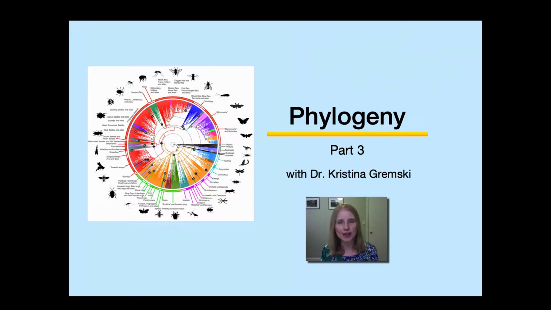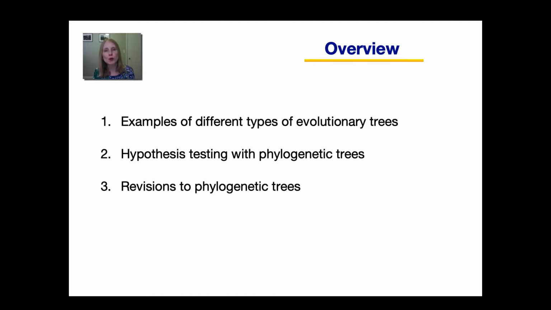Welcome to part 3 of the lesson on phylogeny. In part 2, I introduced you to a type of evolutionary tree called a cladogram. So in this lesson, we'll briefly take a look at some other examples of different types of evolutionary trees. Then I'll talk about how we do hypothesis testing with phylogenetic trees. And lastly, how phylogenetic trees are constantly being revised based on new evidence.